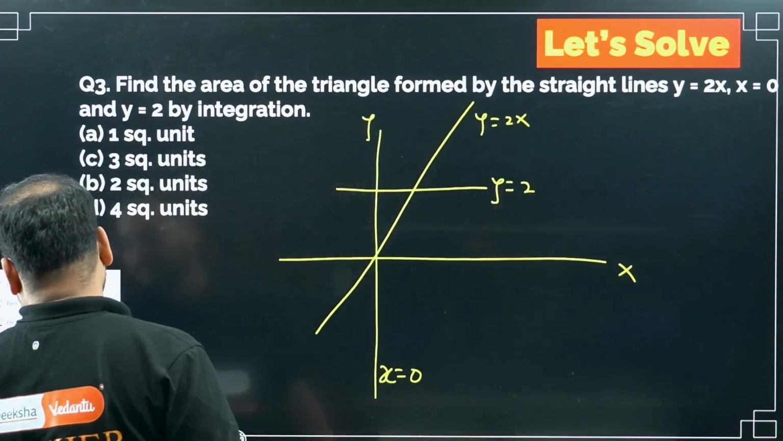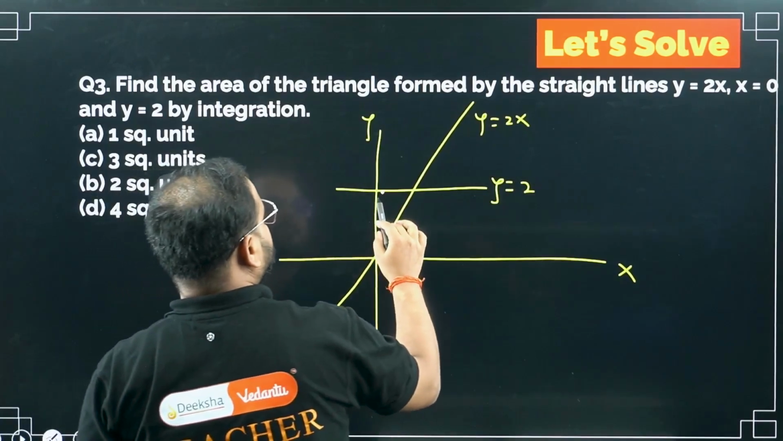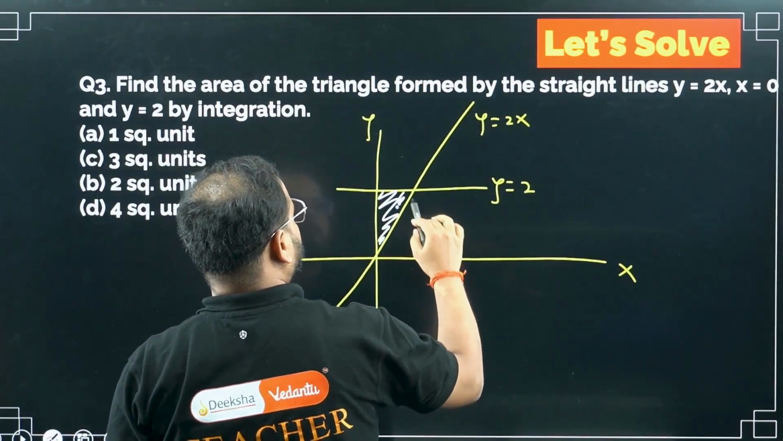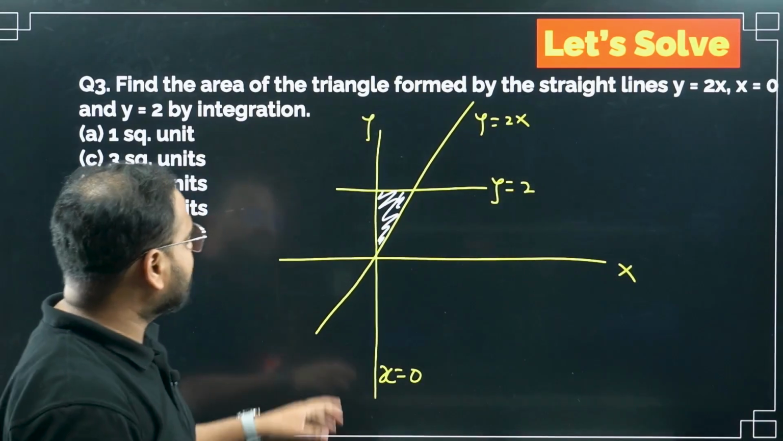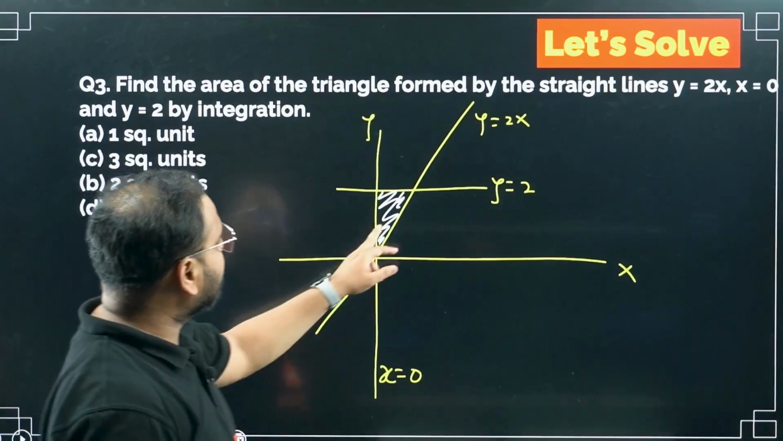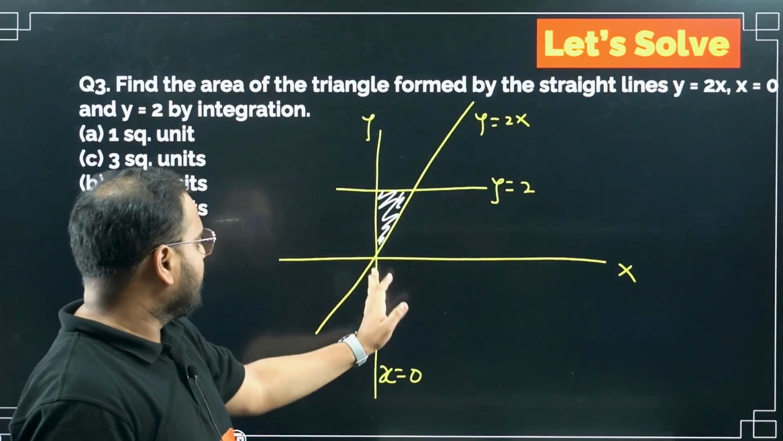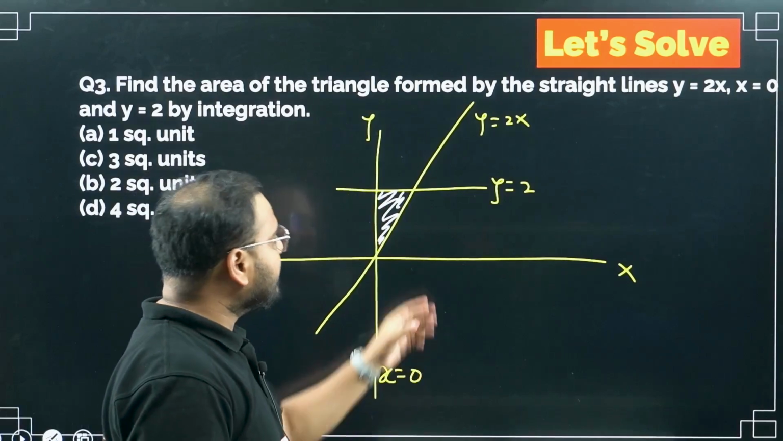Which area are we talking about? This area, sir. Correct, no? Check the triangle. This is what the triangle is. y equal to 2 is a line like this. This is my y-axis, the x equal to 0 line, and the curve.